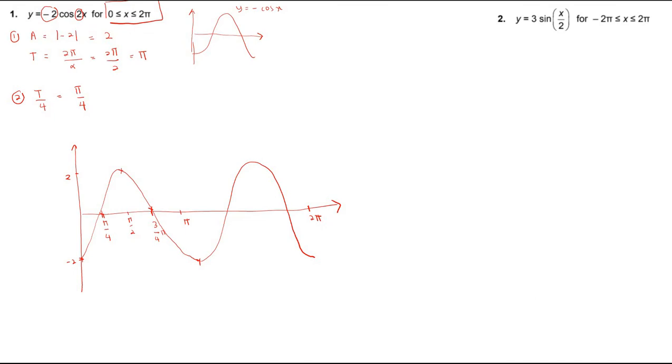Pi plus pi over 4 is 5 over 4 pi. Plus another pi over 4, we get 3 over 2 pi. Plus another pi over 4, we get 7 over 4 pi. So this is the final answer. Okay, amplitude 2, negative 2. Period pi, so the size of one cycle is pi. Up to here, one cycle. So, the period is pi. But since the question wants us to sketch until 2 pi, we need to add another cycle. Okay, until 2 pi. And this is the answer.